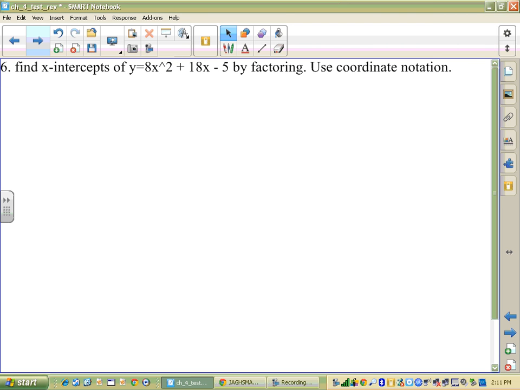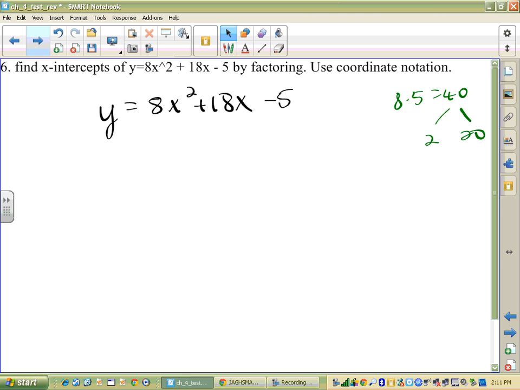Number 6. Find the x-intercepts by factoring. Y equals 8x squared plus 18x minus 5. So this will factor if 8 times 5, which is 40, has factors that add up to 18, and it does, 2 and 20. So this is y equals 8x squared minus 2x plus 20x minus 5.